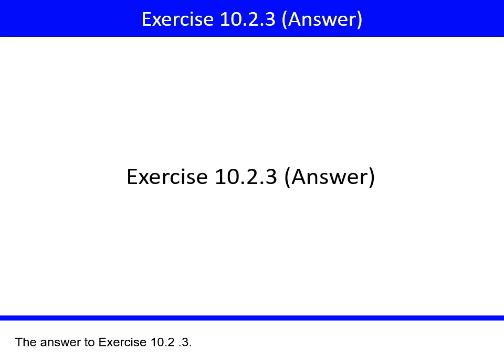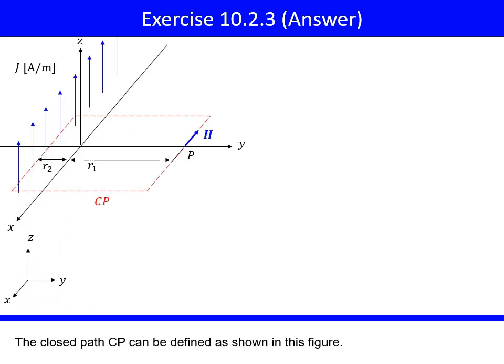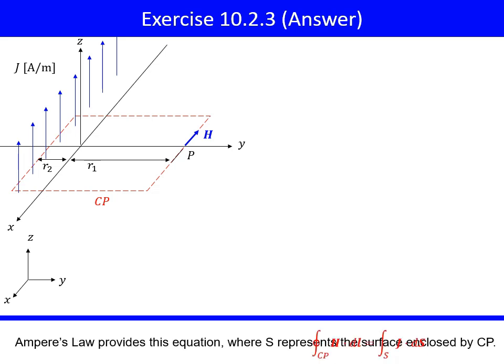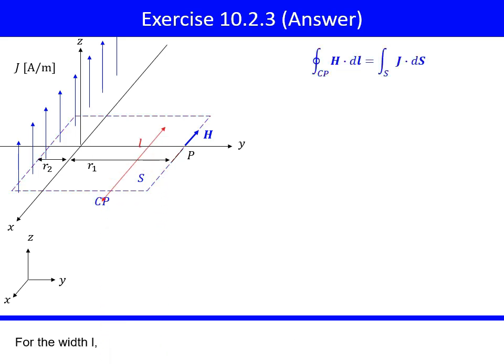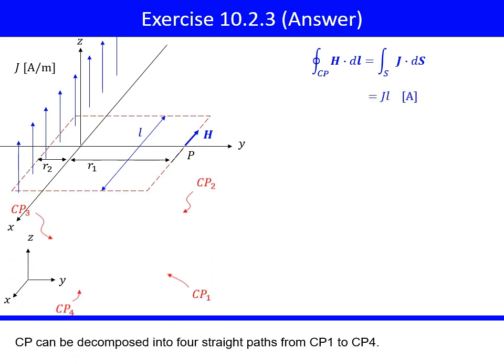The answer to exercise 10.2.3. The closed path CP can be defined as shown in this figure. Ampere's law provides this equation, where S represents the surface enclosed by CP. For the width L, the right-hand side is given by JL amperes.